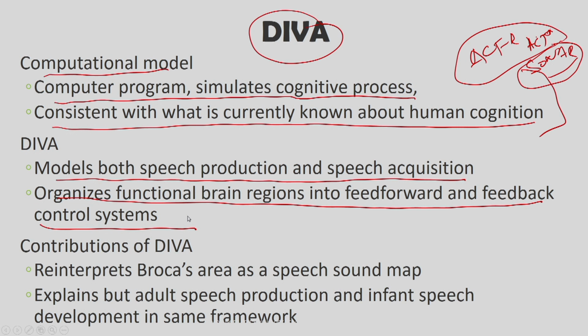So, basically the feed forward system programs the motor command for speech, and this includes the somatosensory motor area, the Broca area, and the motor cortex area. According to the DIVA model, the feed forward system programs those motor sequences for speech production, and the somatosensory and auditory targets, the expected sensory consequences, are sent to the feedback control system. The somatosensory and auditory systems, which are feedback systems, are sent to the feedback control system, where they are compared against the actual sensory input.